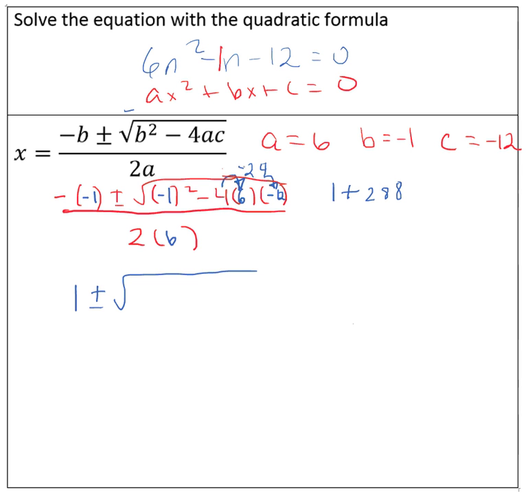So I get 1 plus 288. It's plus because a negative times a negative is a positive. So 1 plus 288 is 289. So I have 1 plus or minus the square root of 289. We're going to finish up the bottom. 2 times 6 is 12.